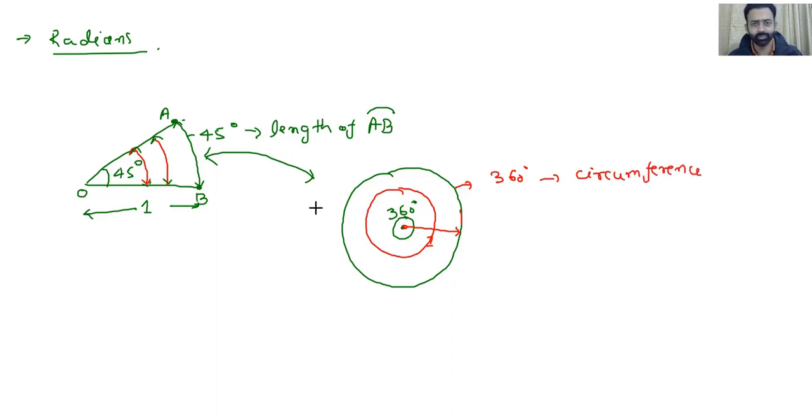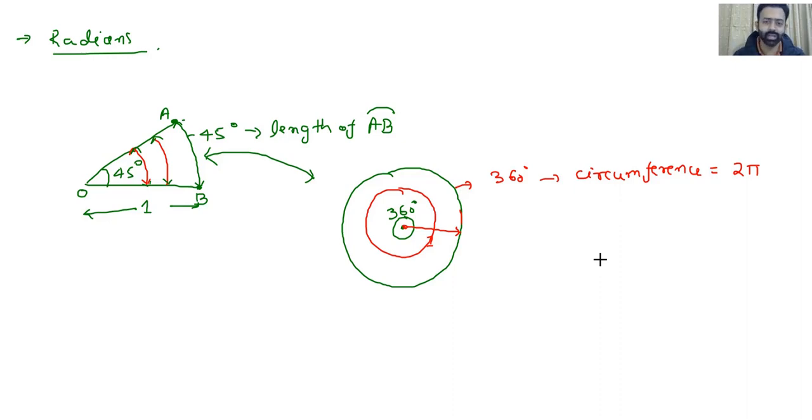It is basically the circumference of the circle, which is measured in degrees as 360 degrees. Okay, so according to the formula of circumference, if the radius is 1 unit, it should be equal to 2 pi, right? That means the length, which is 2 pi, is in a way written in degrees as 360 degrees.